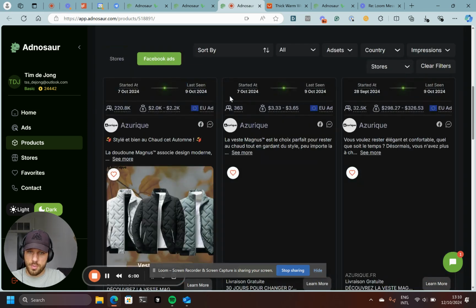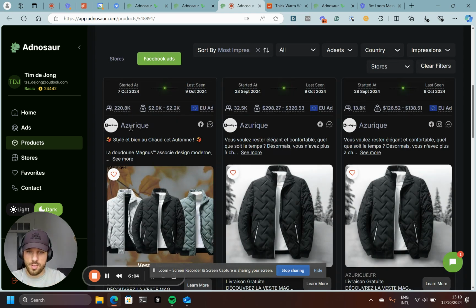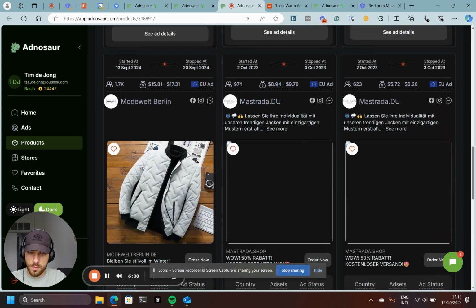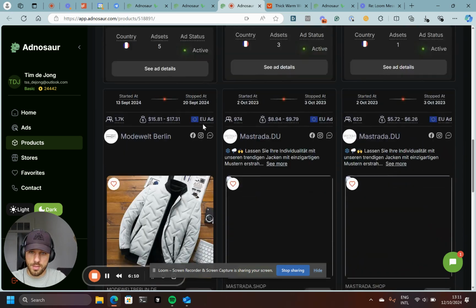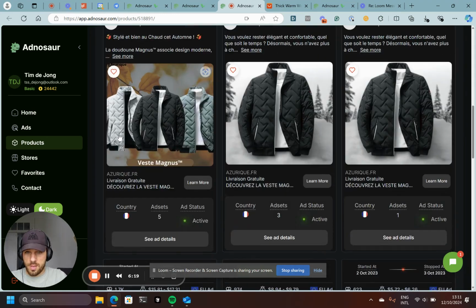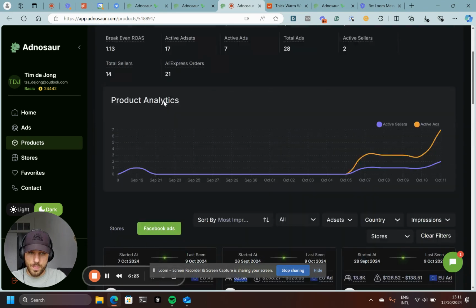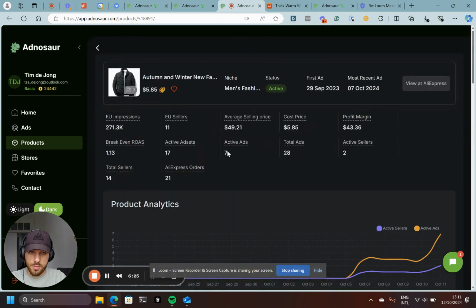So what we can do is go to the Facebook ads. We can sort by most impressions to see which ads actually perform well. There's only one ad performing decently. The rest is really not, but this is also kind of okay. It's within my filters, so I would test this product also. It's a nice jacket. Yeah, the selling price is good. The margin is good. So I would definitely try this also.